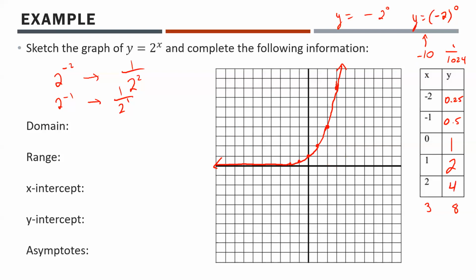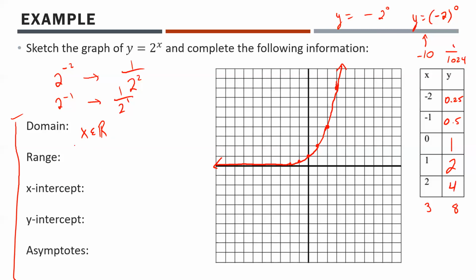Now, let's get to the real meat and potatoes of this. We're going to look at the domain, range, x-intercept, y-intercept, and asymptotes. Domain, again, is just your possible x values. Ask yourself this: is there any x value you could throw in here that would not work? Well, actually, there isn't, right? So in other words, your domain is x as an element of all real numbers. You can plug in whatever x you want into this. It doesn't really matter, right? You're not going to have a divide by 0 or anything like that.